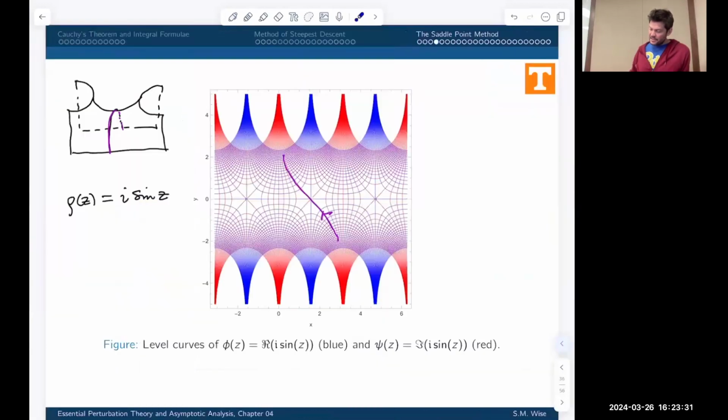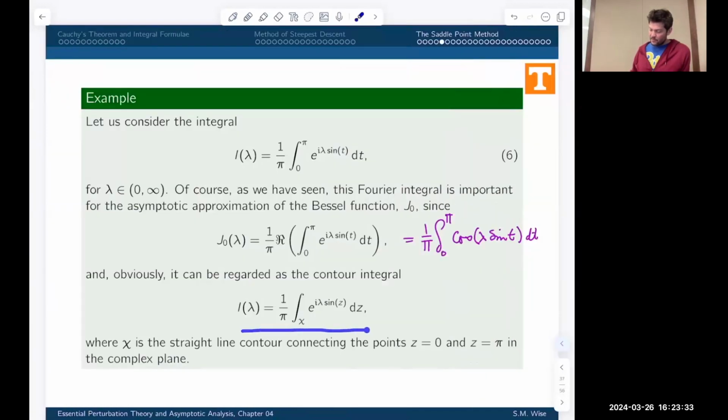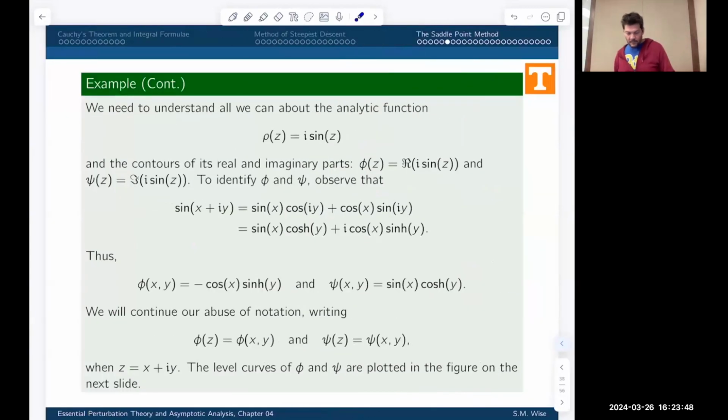So this is the integral that we want to approximate for large values of gamma, and we want to deform this contour into something which satisfies the previous conditions that I set. Questions? Okay. All right, so we need to understand all we can about the structure of this function, or at least its real and imaginary parts. That's the most important thing.